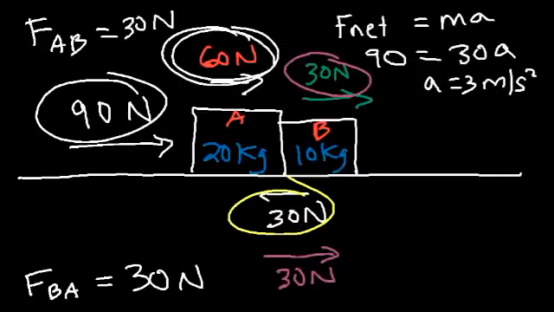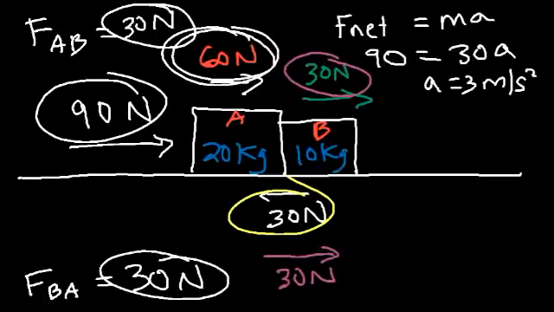So this is related to Newton's third law. For every action force, there's an equal and opposite reaction force. If you push against a wall with a force of 100, the wall pushes back on you with a force of 100. So likewise, the force that A exerts on B is 30, and there's an equal and opposite force that B exerts on A, which is also 30. So those two forces have the same magnitude, but the direction is opposite to each other.